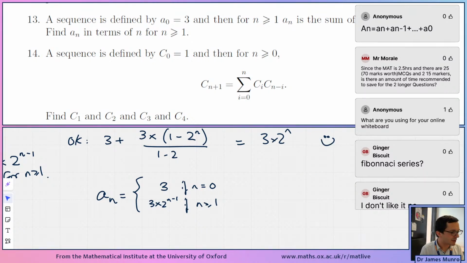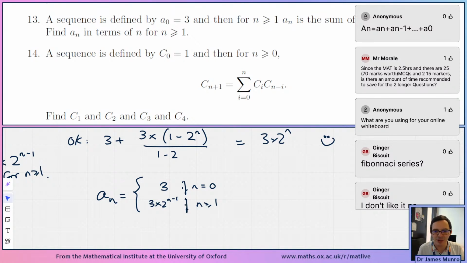Matt, it's 2.5 hours and there are 25 marks worth of multiple choice, 250 marks. Is there an amount of time recommended to spend on the 2 long questions? I'm not going to go as far as recommended. I'm going to say what I would do, where the people in chat are different from me. I would leave about an hour for the 2 long questions. I think I would try and do multiple choice questions for about an hour and a half. I would leave about an hour for the long questions, and probably an hour is a bit long maybe, so I might come back to some multiple choice questions in the last 15-20 minutes maybe.